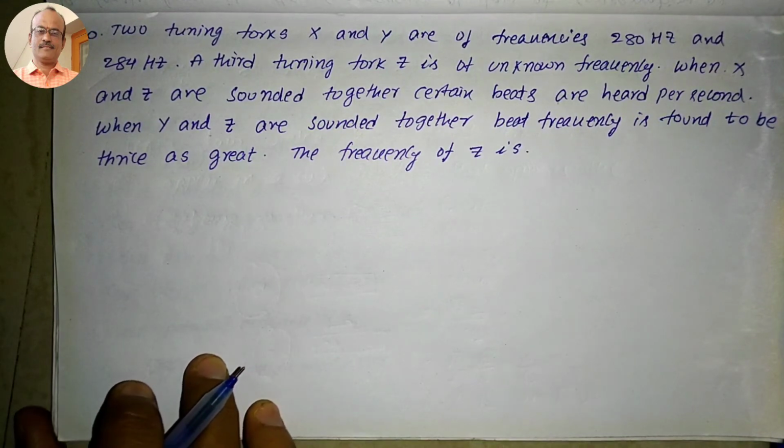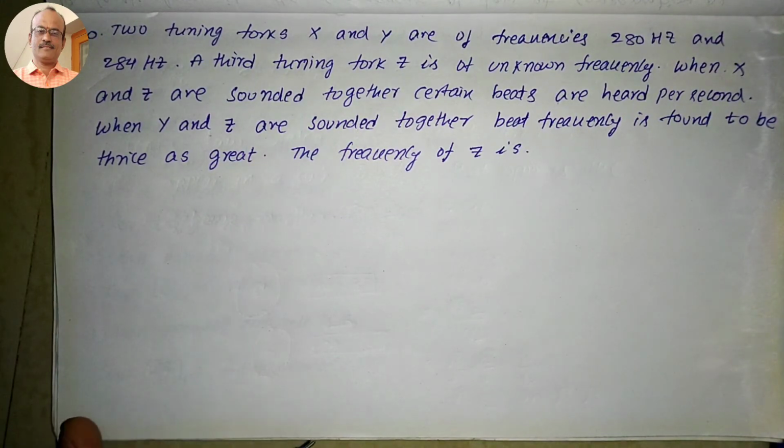Now the question number 20. Two tuning forks X and Y are of the frequencies 280 Hz and 284 Hz. A third tuning fork Z is of unknown frequency. When X and Z are sounded together, certain beats are heard per second, and when Y and Z are sounded together, beat frequency is found to be thrice as great. So the frequency of Z is how much?